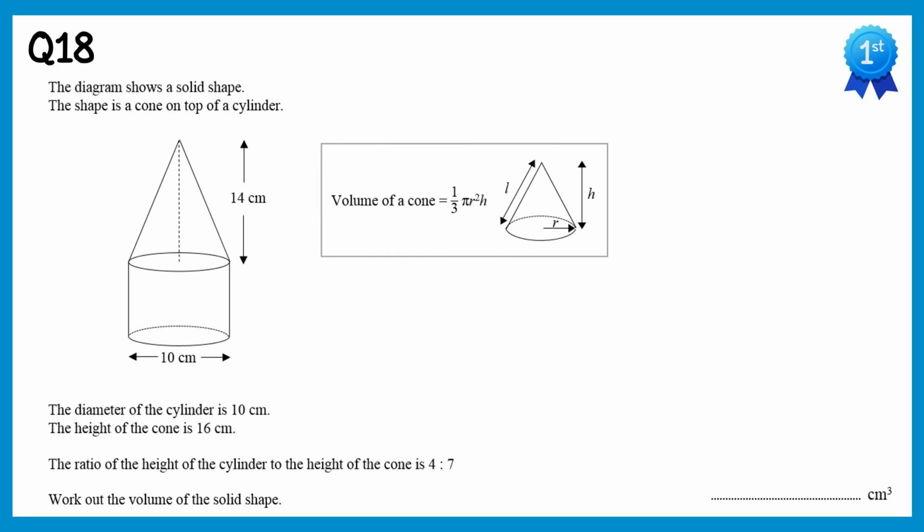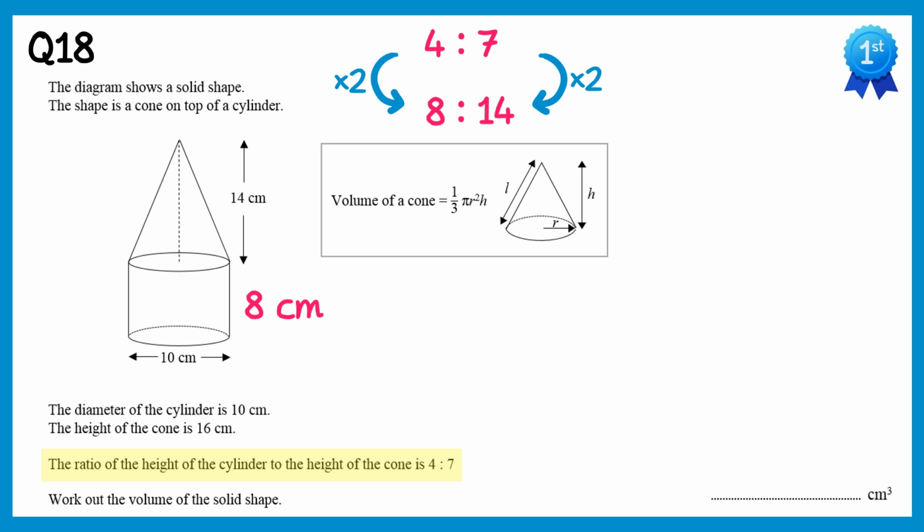We're told the ratio of the height of the cylinder to the height of the cone is 4 to 7. We know the height of the cone though, that's 14, so this ratio is times by 2. 4 times 2 is 8, so the height of the cylinder is 8. We can now find the volume of them.